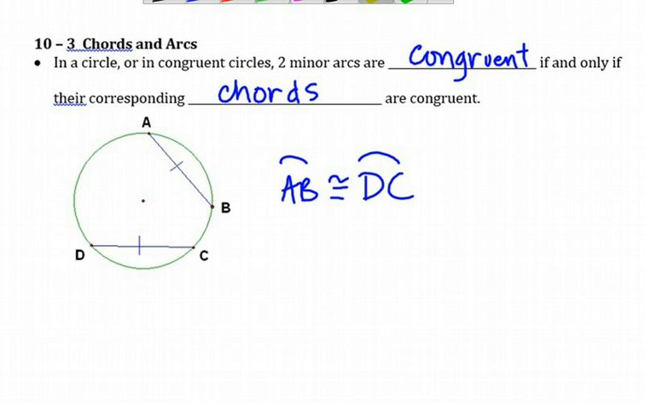Since those two chords are congruent, these two arcs would be the same. So you look at the endpoints of the chords, and that guides you in looking at the arcs that would be congruent. Now I could flip that around, and they could tell me that arc AB is congruent to arc DC, which would in turn tell me that chords AB and DC are congruent to each other.